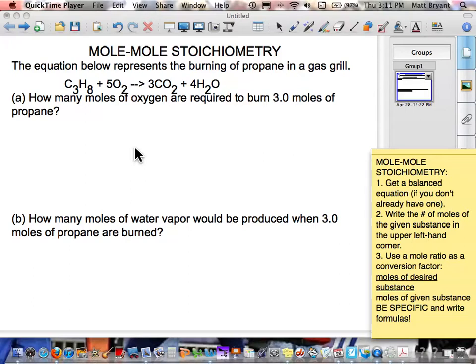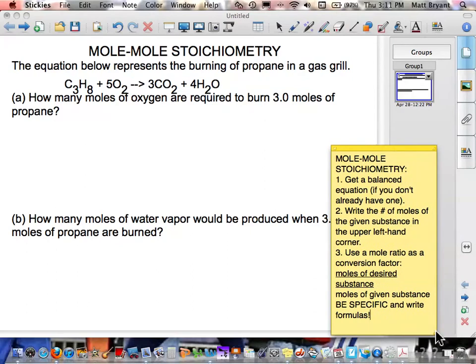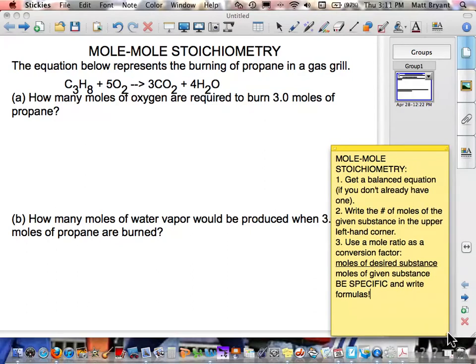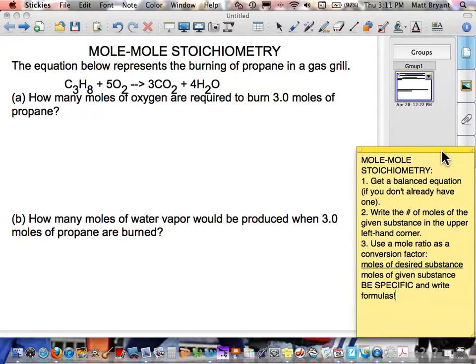So, here's what we need to do, and I just need to tweak something here for just a minute so it looks right. There we go. And let's get right to it.